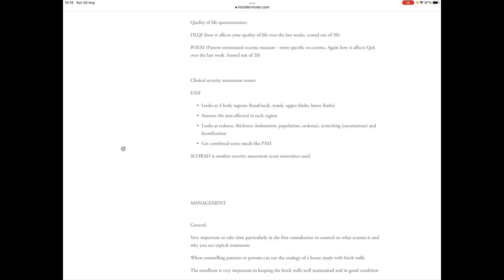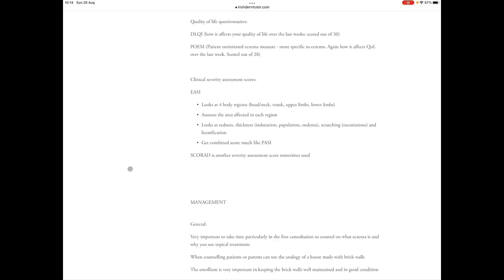So there's the DLQI, which we use also in psoriasis and many other skin conditions. And this is how it affected your quality of life over the last week, and it is scored out of 30. And then there's something called the POEM, which is a patient-orientated eczema measure. This is more specific to eczema. And again, it asks about how it affects your quality of life. It's scored out of 20. Now, I've mentioned here it was over the last week, and perhaps I might be wrong about that. It might be over the last month, so you could look that up yourself. But again, they're both questionnaires that can assess how badly the eczema affects your quality of life.